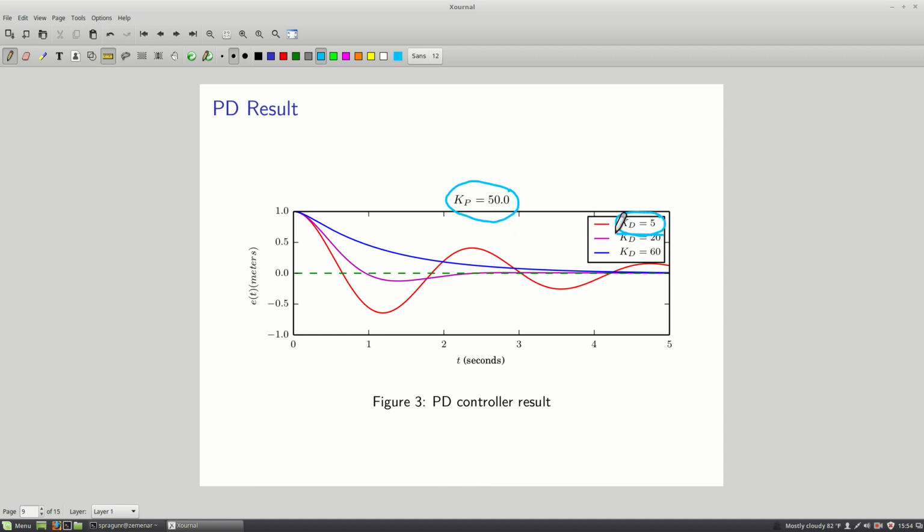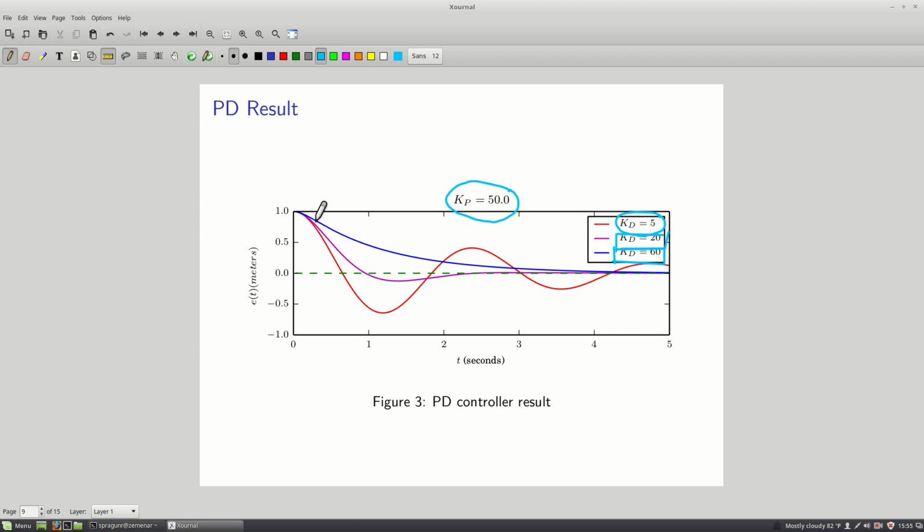So now we try 20, and that gives us our magenta curve here. And that looks pretty good. We still overshoot a little bit, but we pretty quickly correct and we settle in on the goal after about 3 seconds. If we're really concerned about not overshooting at all, we can try turning the gain term way up. So here's what happens when we turn it all the way up to 60. We get this blue curve, and here we're not overshooting, but it's taking us a long time to reach the goal.